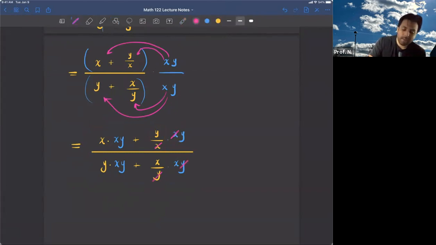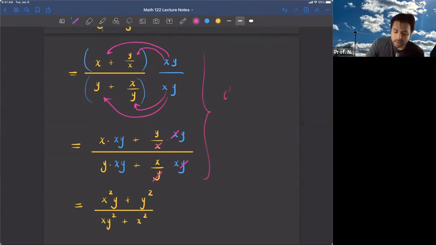And then what do I have after that? x times xy becomes x squared y. y times y becomes y squared. The denominator becomes x y squared plus x squared. So do you see how I cleared the smaller denominators by multiplying the LCD?